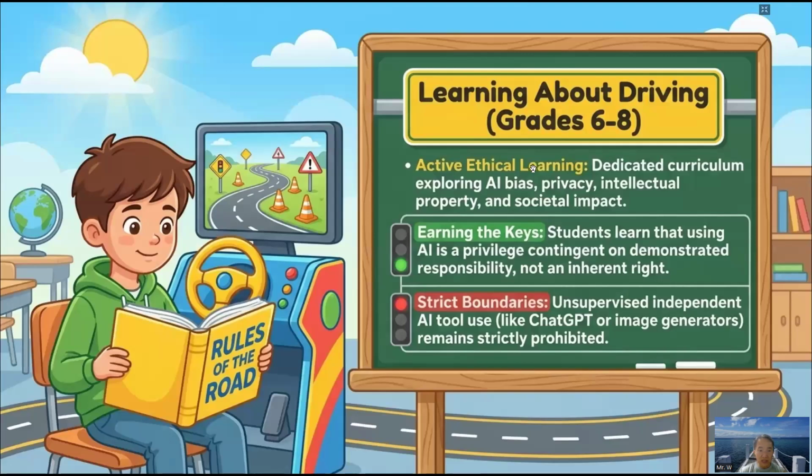But once they get into sixth and eighth grade, they learn about the ethical learning. And so learning the key elements of using AI is a privilege, contingent on demonstrating responsibility. They need to show responsibility in how AI is being used. And of course, there are strict boundaries: unsupervised independent AI tools like ChatGPT or image generators, they're not allowed to use.